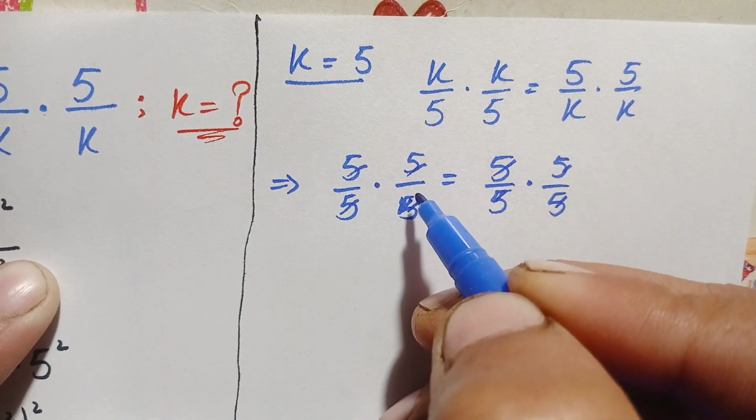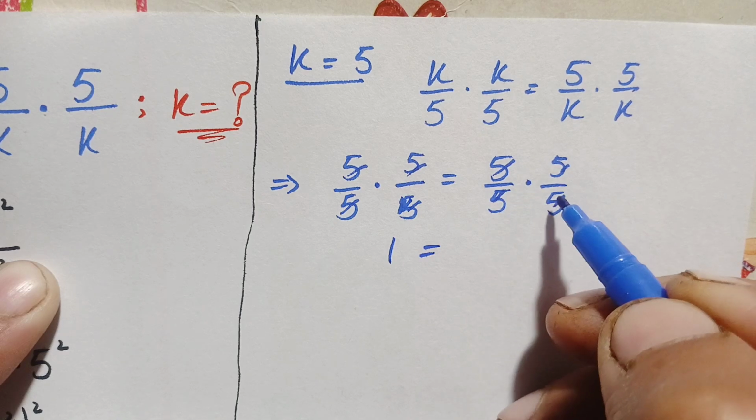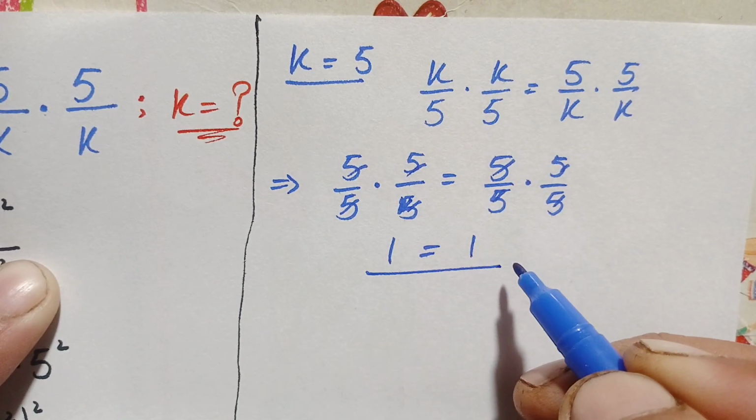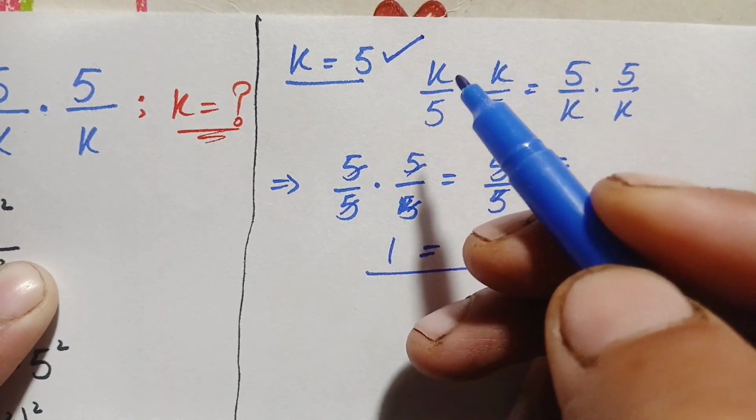There is 1, there is also 1. So 1 times 1 is 1, which is equal to 1 on the other side, so there is also 1. So 1 times 1 is 1. Now since both sides are equal, it means that k is equal to 5 is the exact and correct value.